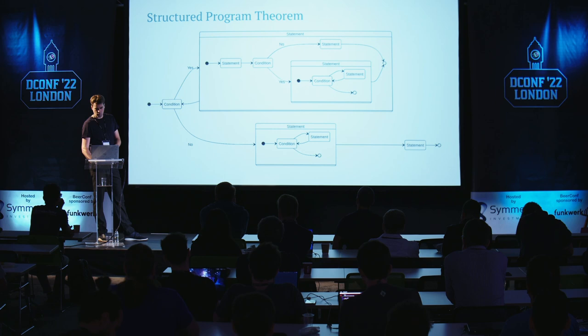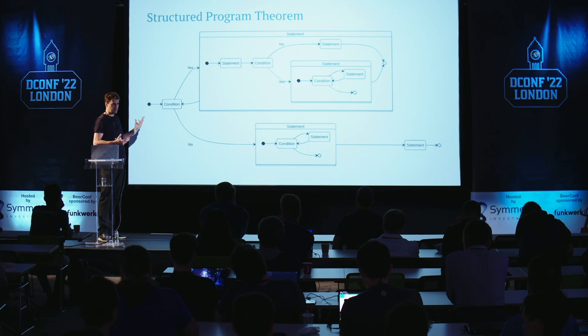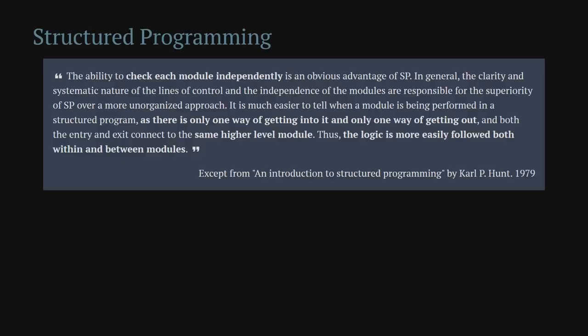Right? So software is easier to write since problems can be decomposed into smaller ones. And you can understand them because you don't have to understand everything else. So again, the quote from the book: to check each module independently is an obvious advantage. The clarity, systematic nature, and alliance of controls of the independence of the module is responsible for the superiority of structured programming. It's much easier to tell when a module is being performed in a structured program.